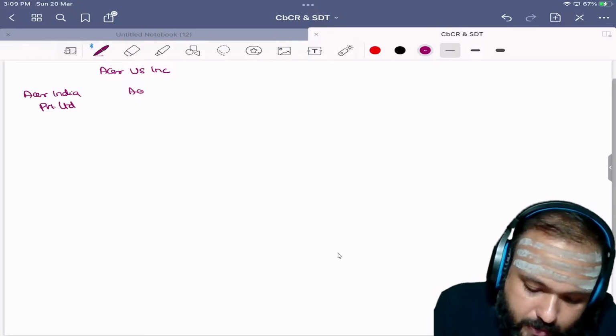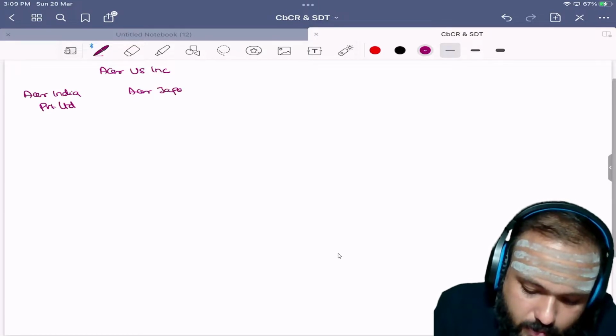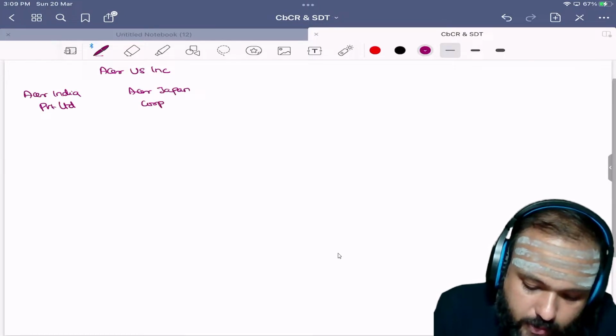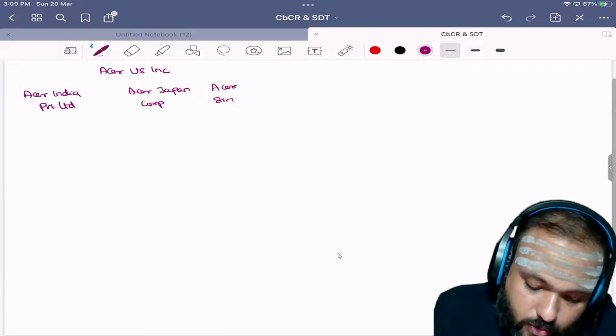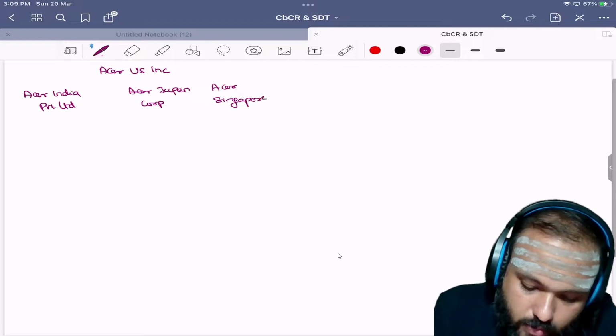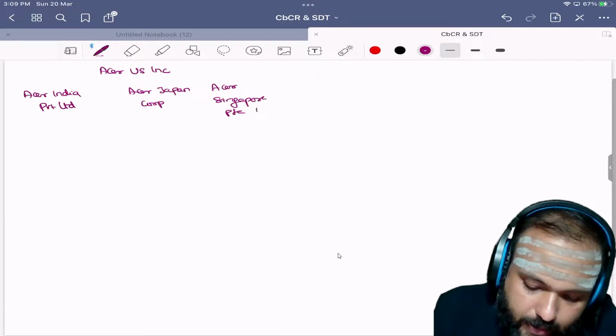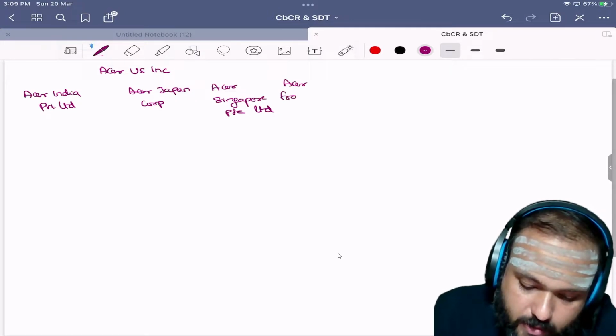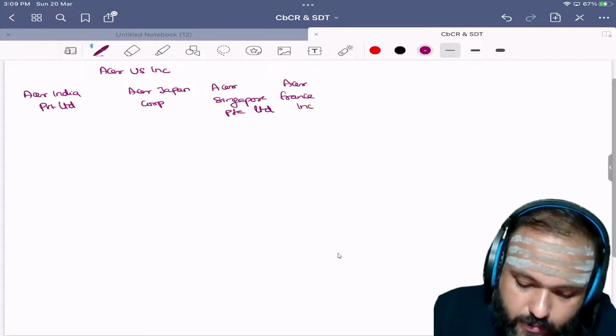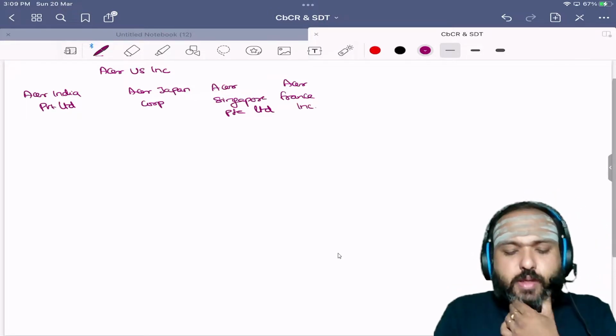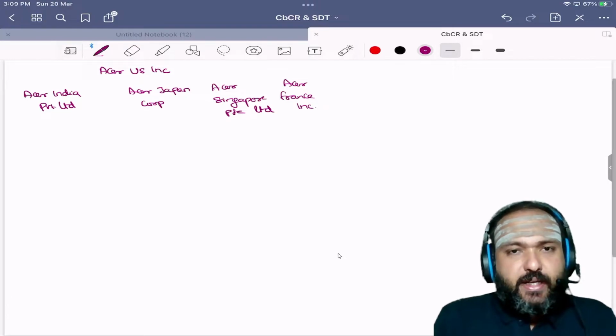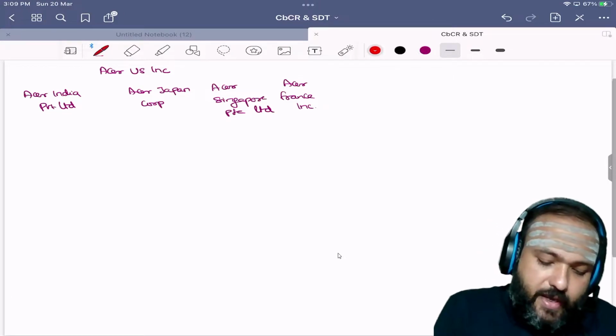Then Acer Japan Corp. Then Acer Singapore PTE Limited. Okay, and then Acer France Inc. So there are totally five entities.